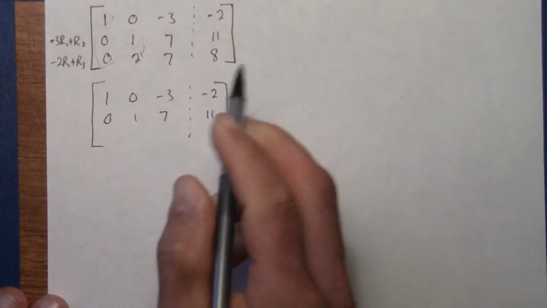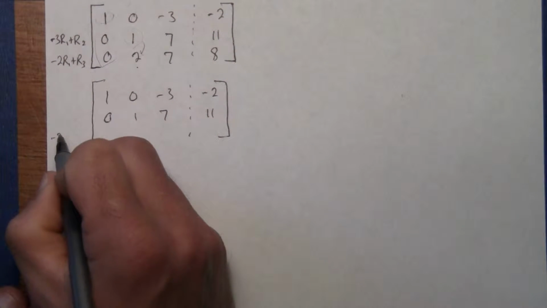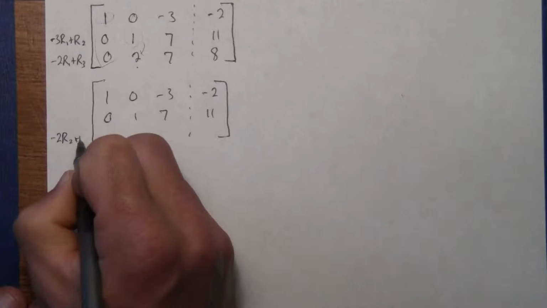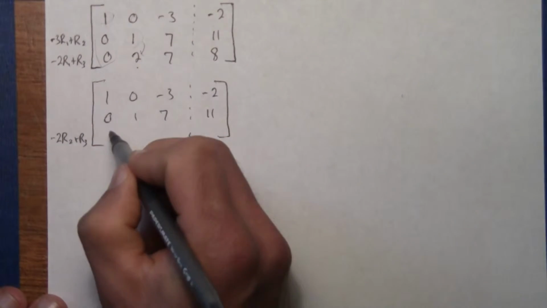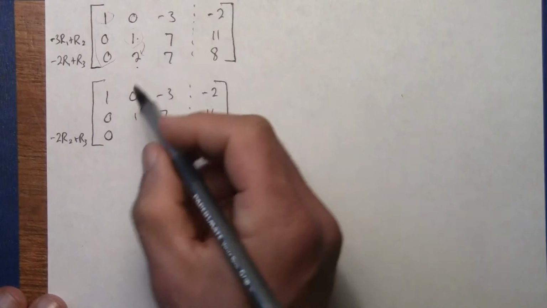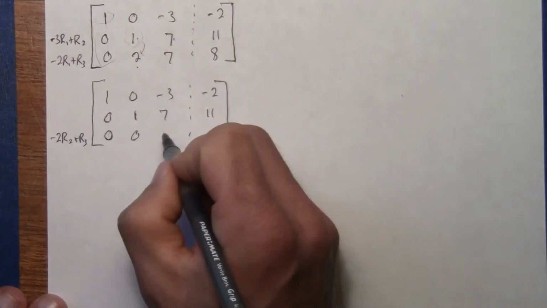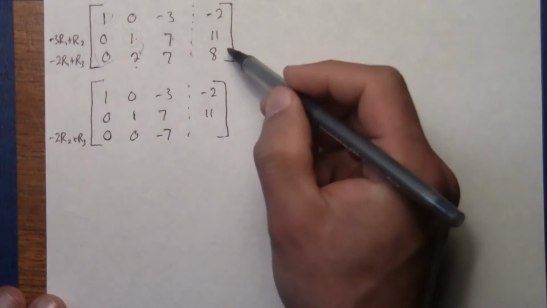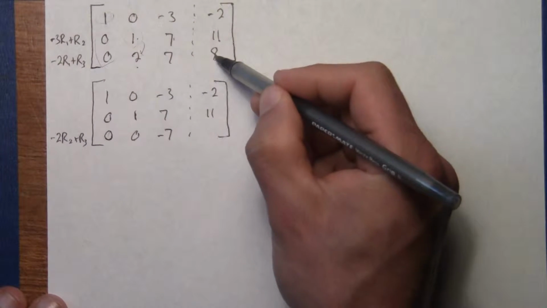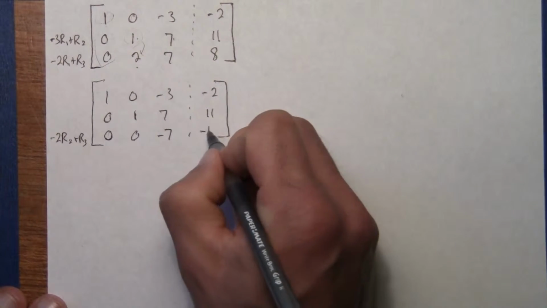And now ask yourself, how do I get rid of that 2? Well, I'd have to multiply the second row by negative 2 and then add it to the third row. And so that'll keep this as 0. Negative 2 plus 2 gives me 0. Of course, that's why I picked negative 2 in the first place. Negative 14 plus 7, or negative 7. And then negative 22 plus 8 should end up giving me negative 14.